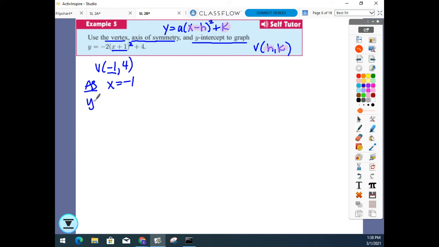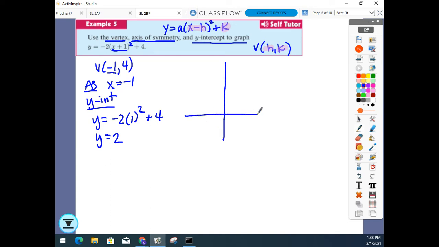How do we find the y-intercept? That's where we plug 0 in for x and solve for y. So 1 squared is 1 times -2 is -2 plus 4 is 2. We have a whole lot more room for this example. Sorry about that.